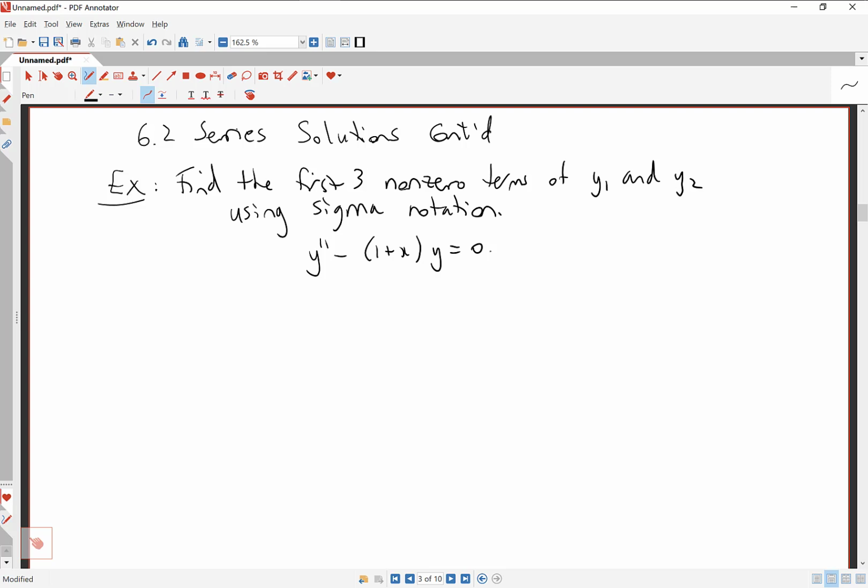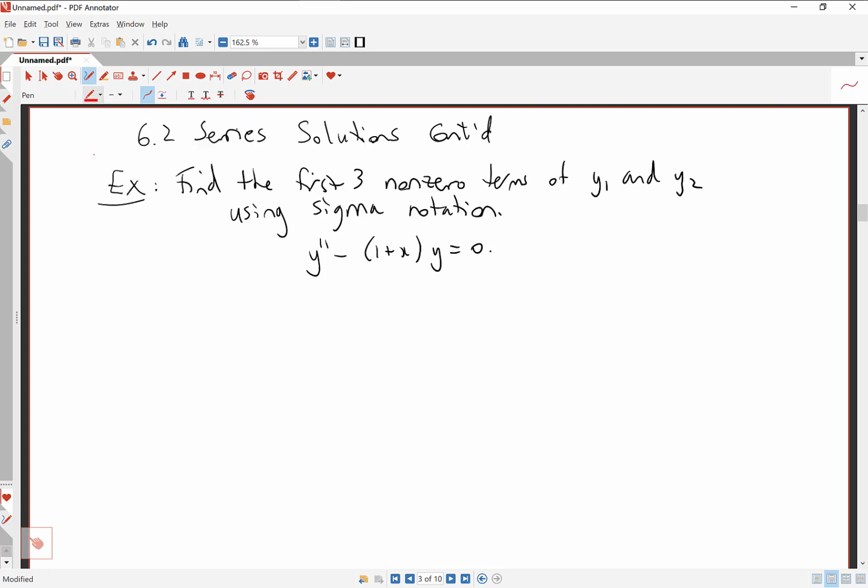So we are continuing with 6.2, series solutions to DEs. Here's our next example. We're going to find the first three non-zero terms of y1 and y2 using sigma notation. And here's our DE, y double prime minus (1 plus x) times y equals 0.